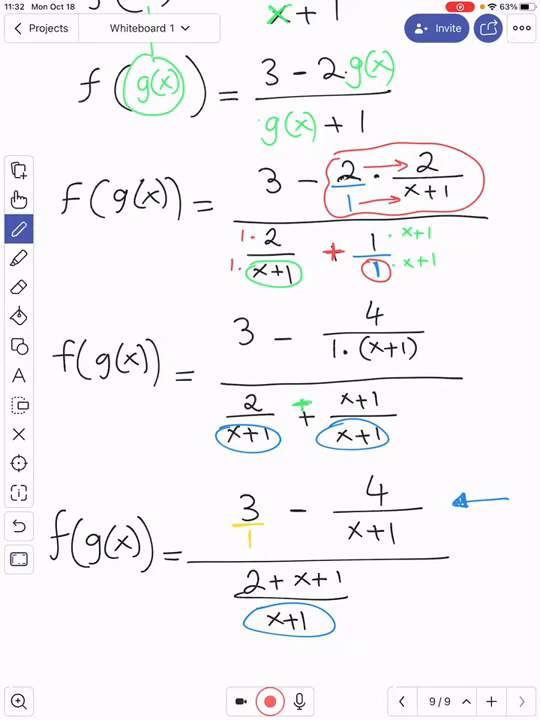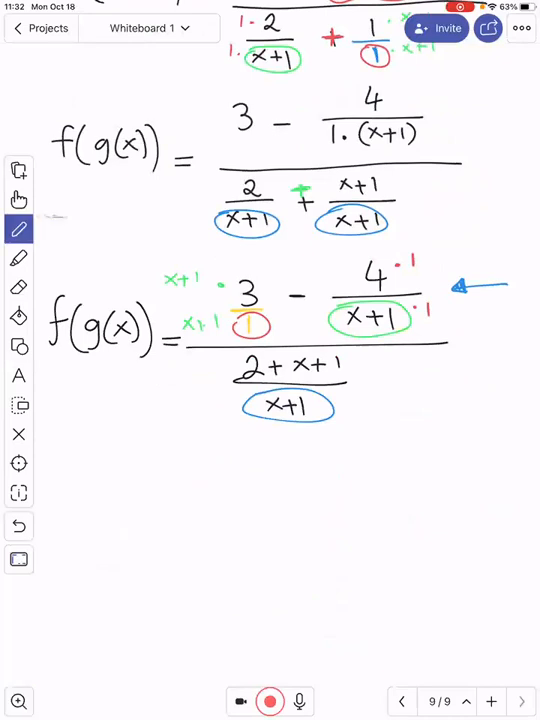The way to do it again is you take the denominator of the second fraction and you multiply the first fraction by the x plus 1. And you take the denominator of the first fraction, and then you multiply the top and the bottom of the second fraction by 1. Okay. So this is now, your f of g.